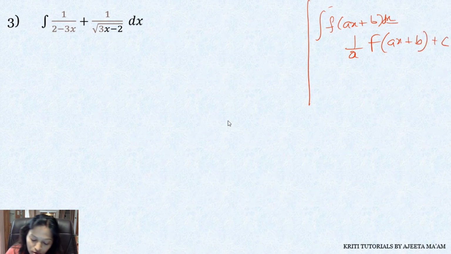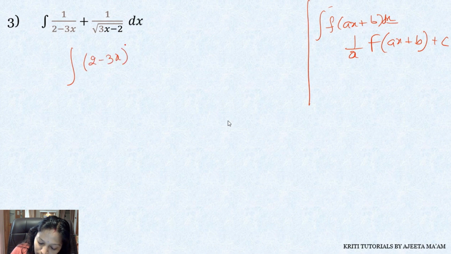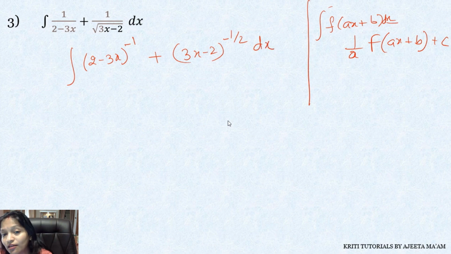Correct? Now, here we have 2 minus 3x raised to minus 1, and here we have 3x minus 2 raised to minus half. Now tell me, what is a here? A is always the coefficient of x. So what is the coefficient of x? Minus 3. Very good. So here we get minus 1 upon 3.